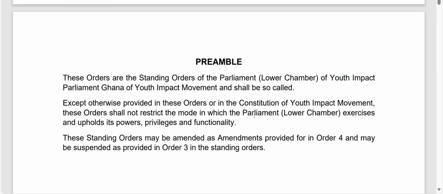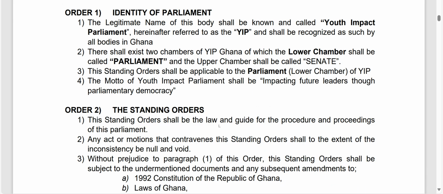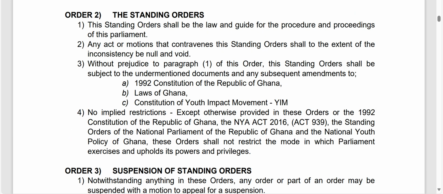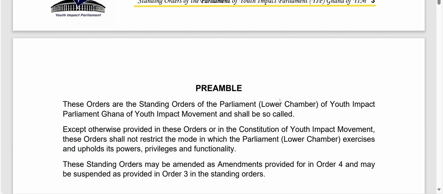The preamble in extenso also says that it is subject to the Constitution of Youth Impact Movement. And that is clearly seen when you come to the standing orders here. So you realize that Order 2 talks about the fact that it is subject to the Constitution of Ghana, the laws of Ghana, and the Constitution of the movement. So I think even from this, you are seeing how connected the standing orders are. So in drafting constitutions and standing orders, the clauses have to find that interconnectivity, and that is what our standing orders also have.